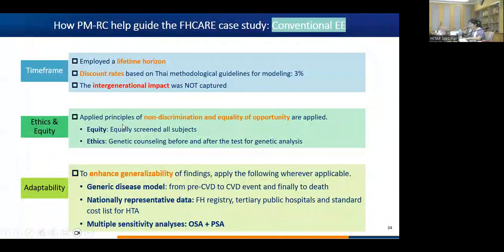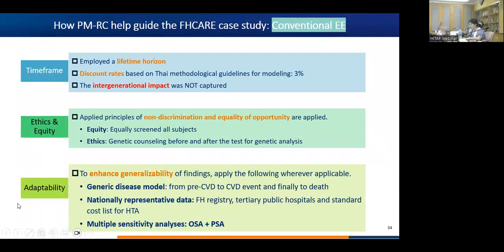For ethics and equity, we got the input from Thailand clinical experts and ensured the principle of non-discrimination and equity of opportunity are applied in the analysis and policy recommendations. Regarding equity, all subjects with FH should be equally screened for genetic testing, regardless of race, sex, or health coverage plan. Regarding ethical issues, all subjects should receive genetic counseling before and after the genetic analysis.